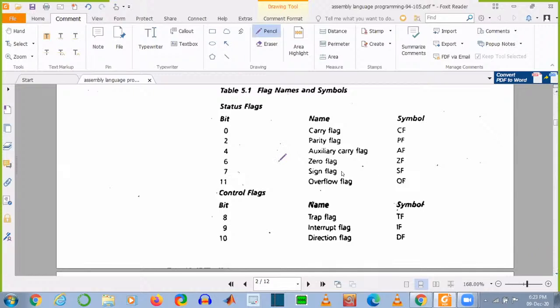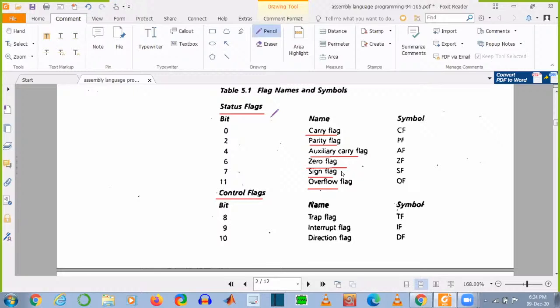You can see the status flags. There are 6 status flags, and the bit location is also given here. We have carry flag, parity flag, and auxiliary carry flag, not just auxiliary flag. Then we have zero flag, sign flag, and overflow flag. So these 6 flags are called status flags.